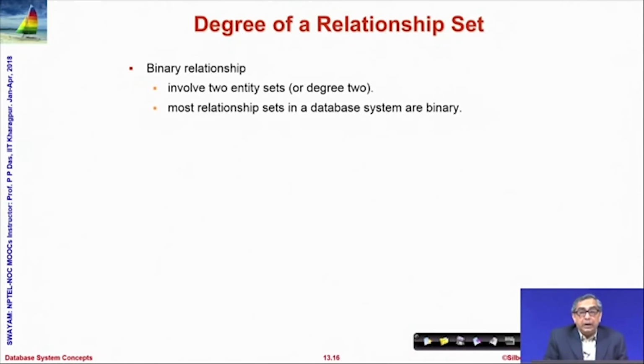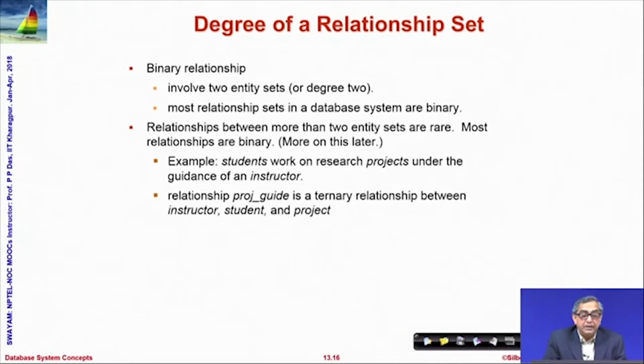Now, how will a relationship span out? We have said that a relationship must involve 2 entity sets. So, primarily relationships are binary, they involve 2, and most relationships in most databases are binary in nature. But, we will see later, there are possibilities of having relationships which are more than binary, ternary and higher.